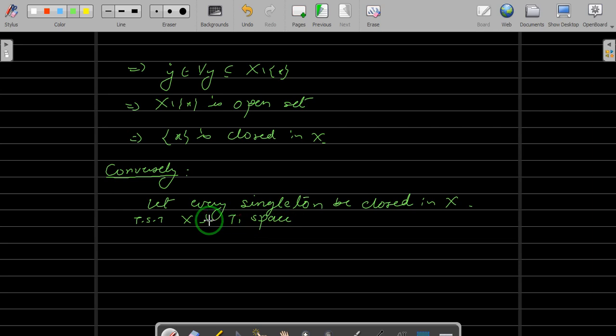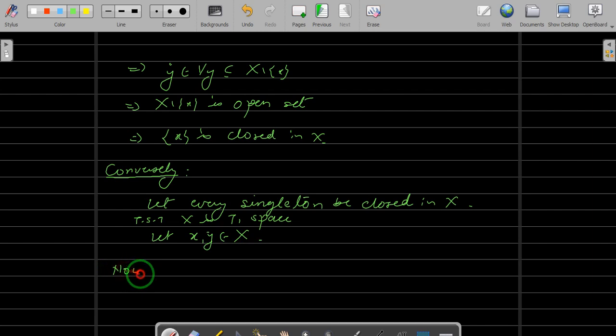And to show that X is a T1 space, we have to take two points and we have to find neighborhoods such that some condition is true, right? So let us take two points, x comma y belongs to X. We have to find the neighborhoods now, neighborhood of x and y, that means two open sets such that x is not in the neighborhood of y and y is not in the neighborhood of x, right?